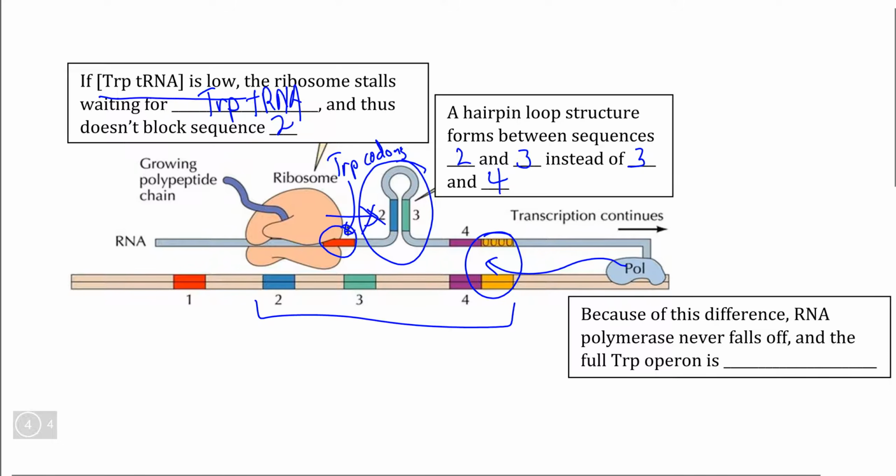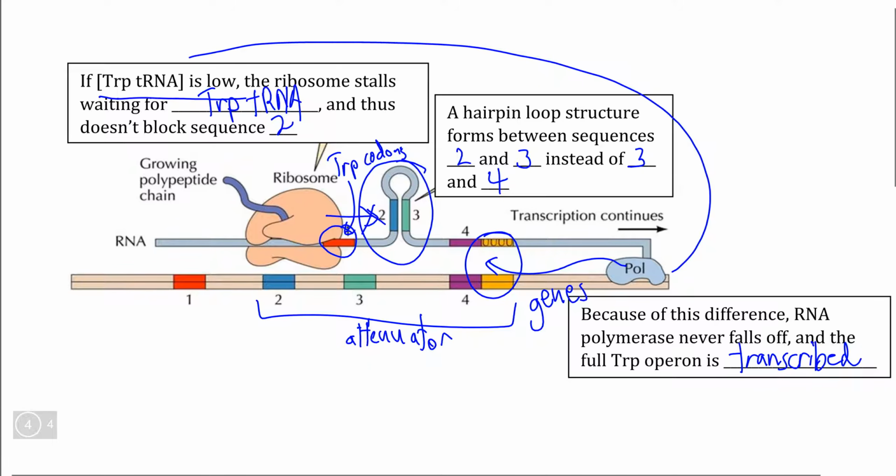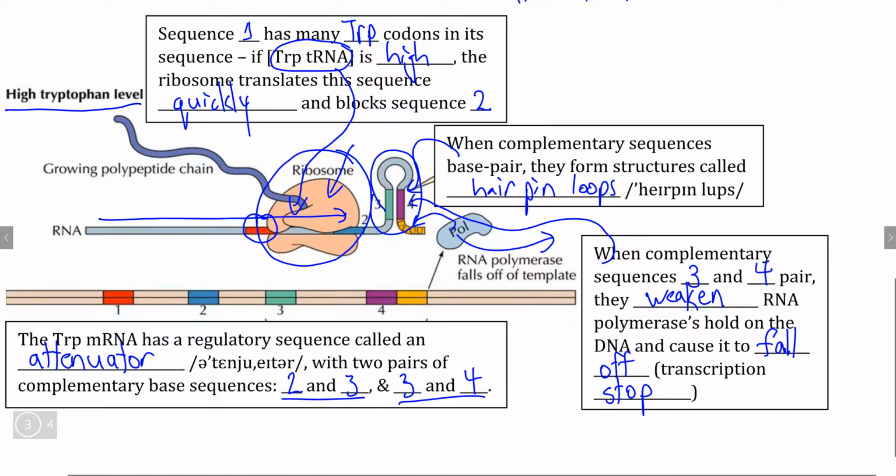And here, if this is the attenuator sequence, immediately after the attenuator sequence are the actual genes, meaning that RNA polymerase can now fully transcribe all of the genes necessary for the trp operon, thereby increasing the concentration of tRNA that contains tryptophan and leading to the negative feedback.